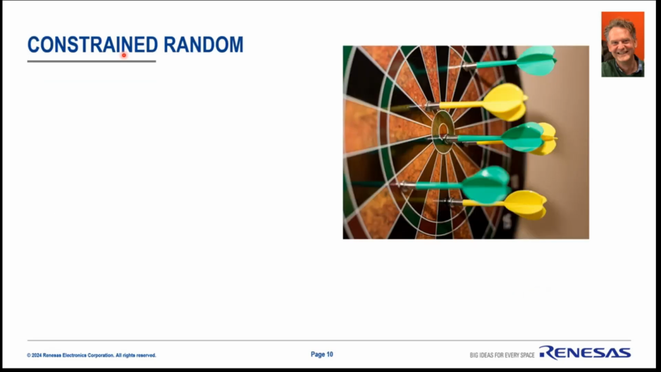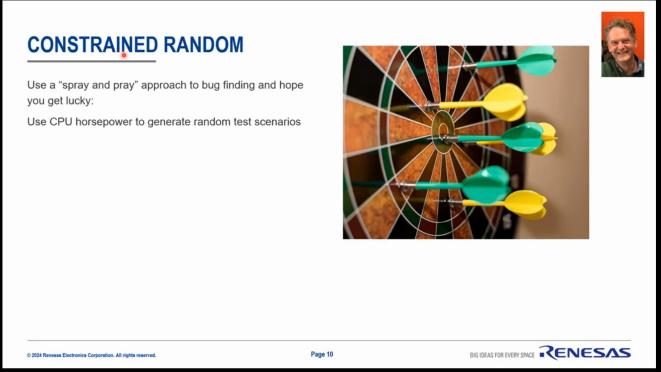So this is where the constrained random comes in again. This methodology is what we call a spray and pray approach. We're throwing darts randomly, hopefully in a nice directed way at the dartboard, and we might get a bullseye if we're lucky. What we're doing is using the CPU horsepower to generate many random test scenarios using the constraints we've put in place.